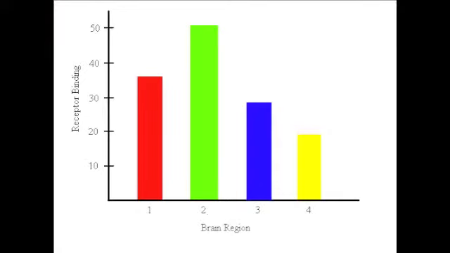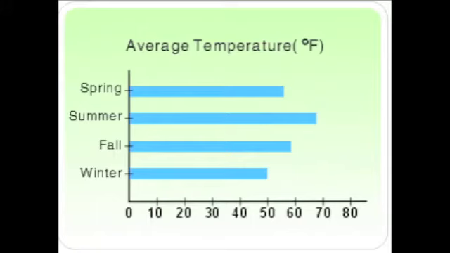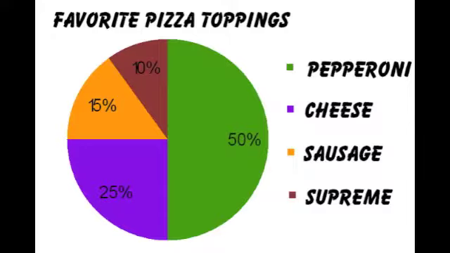A bar graph uses bars to show data. The bars can be vertical or horizontal. The data can be in words or in numbers. A circle graph is shaped like a circle. It is divided into fractions that look like pieces of a pie. Many times the fractional parts are different colors and a key explains the colors.